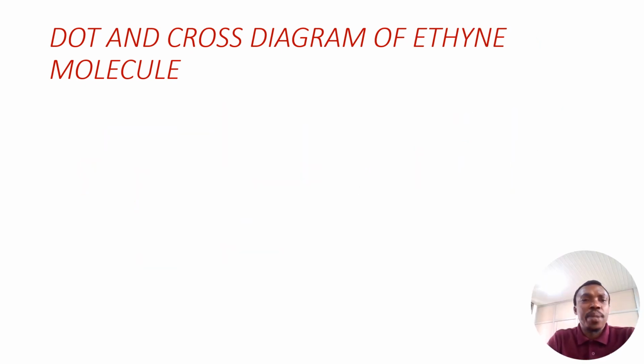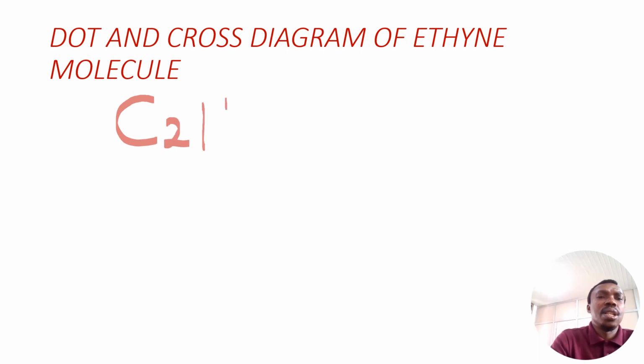So we want to look at the formation of covalent bond in ethane molecule. Ethane is a covalent molecule. Ethane contains 2 atoms of carbon and 2 atoms of hydrogen. So the formation of covalent bond in ethane is between atoms of different elements. So we want to use the dot and cross diagram. Now this is the formula for ethane. Ethane is C2H2.